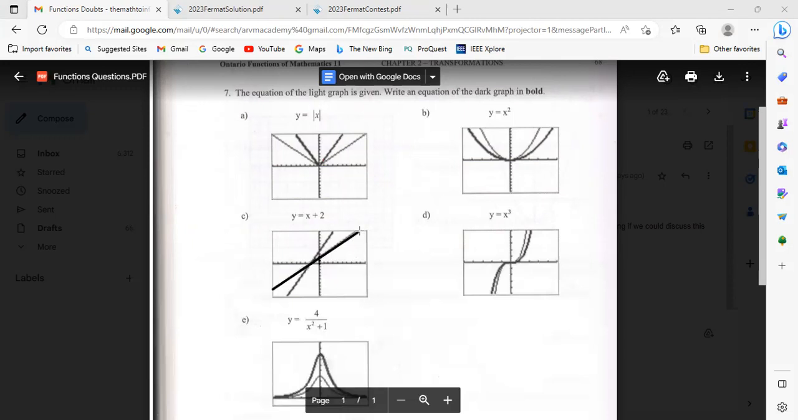Is it clear? Yeah. To find the dark one, it's higher. So it would be y is equal to x plus 4, or y is equal to x plus 3. I guess it is, I'm not sure whether it is 3 or 4. I'm not able to view it clearly.